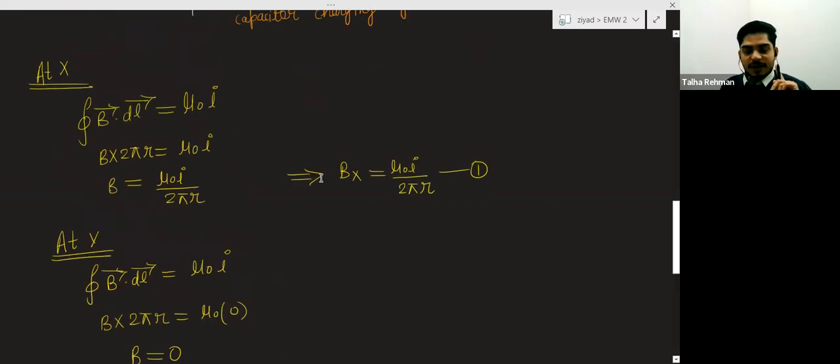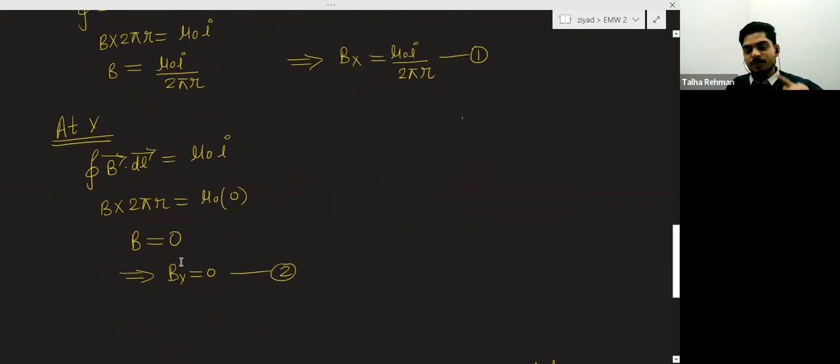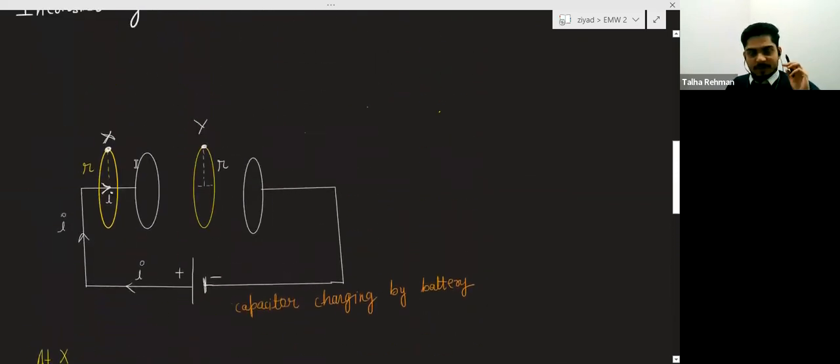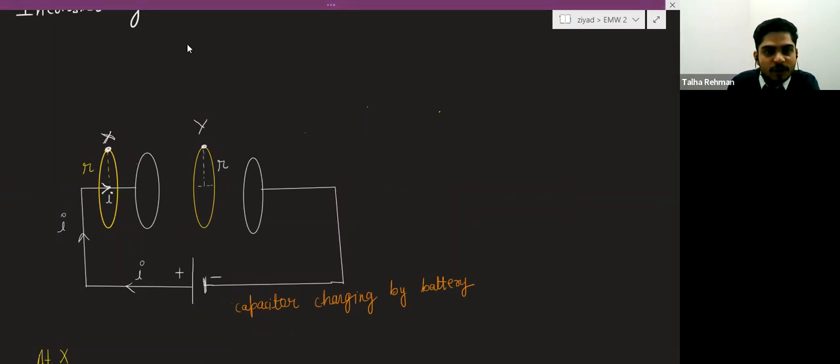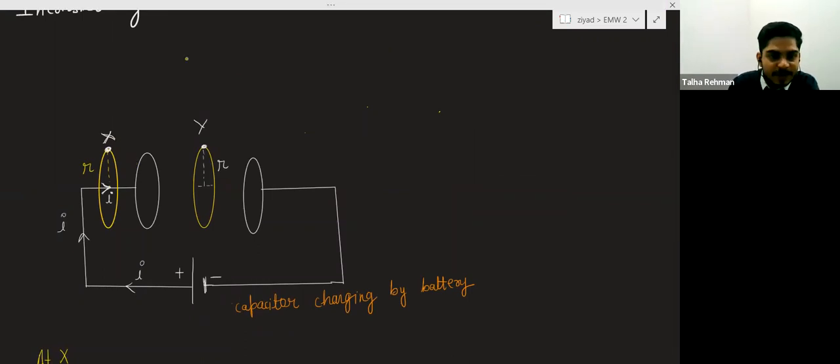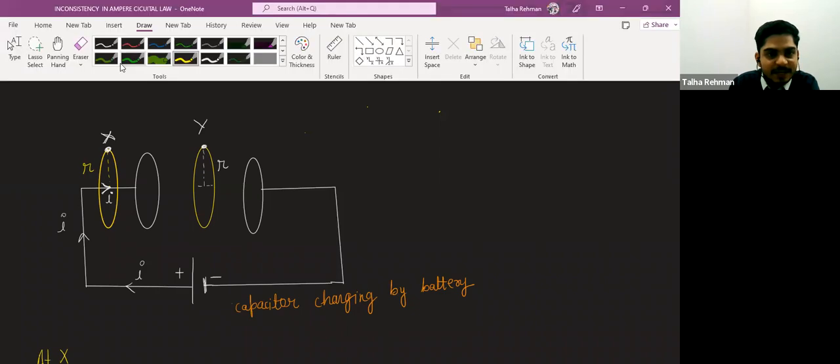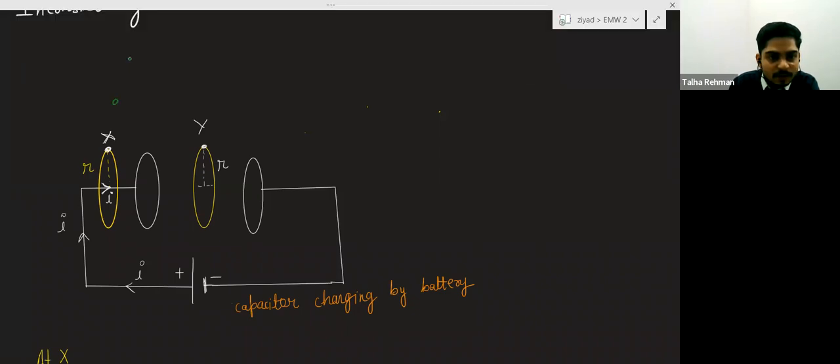Now according to Ampere's law, there will be some magnetic field at point X, but there will be no magnetic field at point Y. But then what Maxwell did, he placed a magnetic needle here. Magnetic needle.